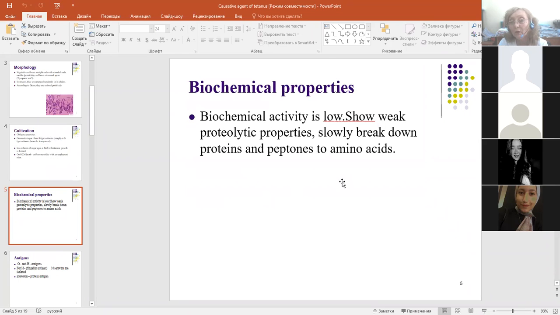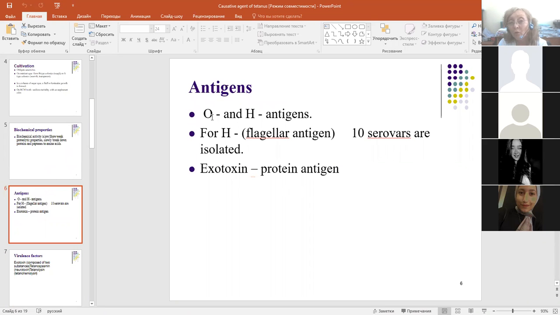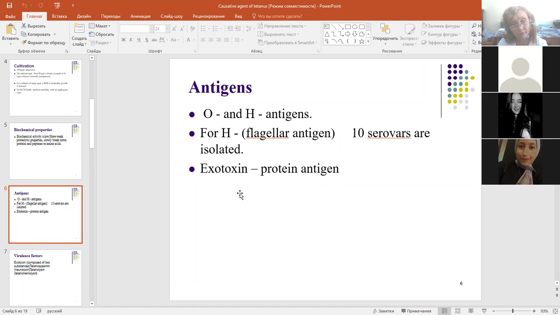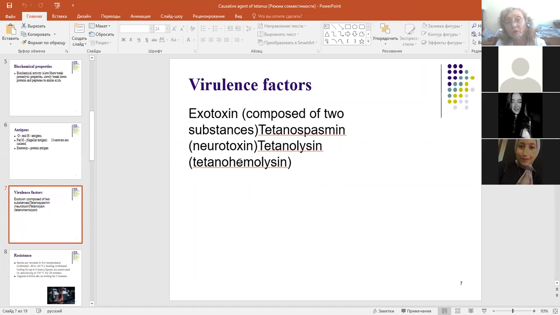Biochemical properties. Biochemical activity is low. They have weak proteolytic properties, slowly breaking down proteins and peptones to amino acids. Antigens. O antigen, H antigens, and by H antigens, 10 serovariants are isolated, not important in practice. Of course, exotoxin is recognized as a protein antigen, and specific antibodies, antitoxins, are produced against exotoxin, which is very important in case of toxinemic infection. Virulence factors. The virulence factor, of course, is exotoxin.